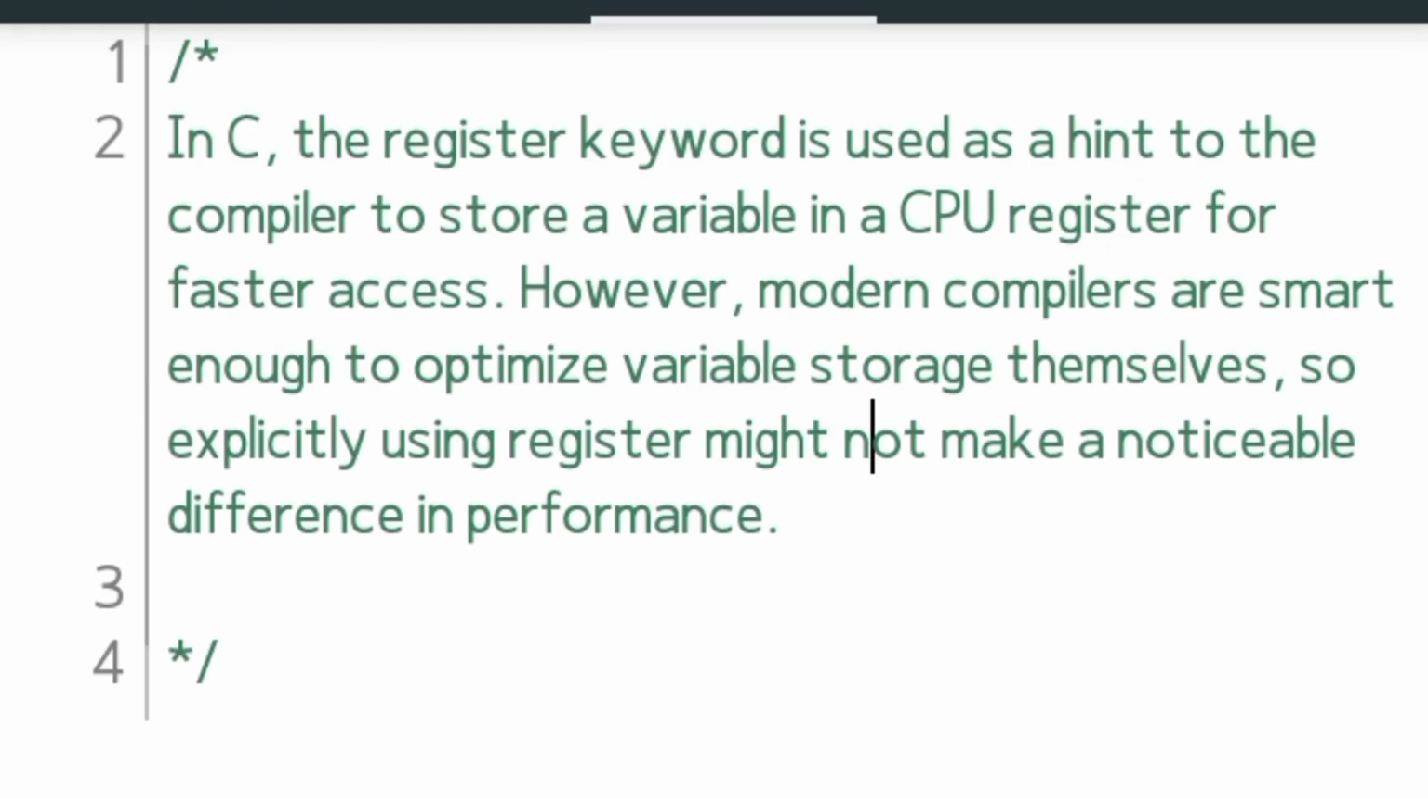In C, the register keyword is used to tell the compiler to store a variable directly in the CPU register for faster access. However, modern compilers are smart enough to optimize variable storage themselves, so explicitly using register might not make a noticeable difference in performance. But let's go over registers.